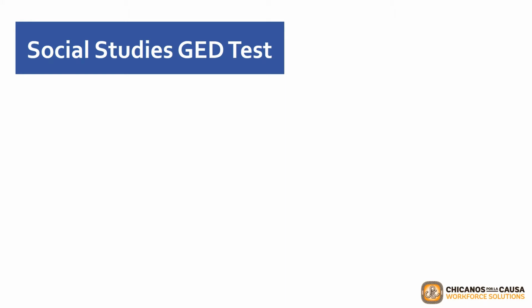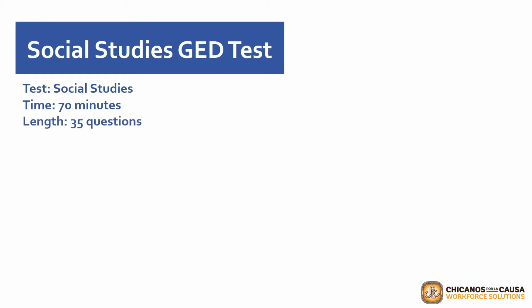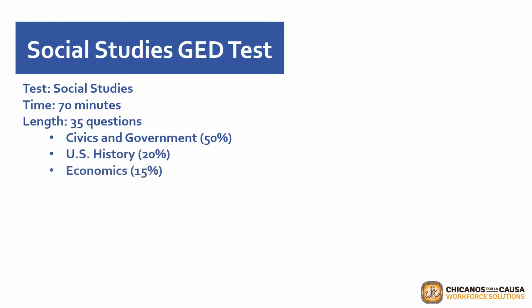The social studies test is timed for 70 minutes, or 1 hour and 10 minutes. There are a total of 35 questions that will cover a variety of topics within social studies. The topics are broken down as follows: civics and government, U.S. history, economics, and geography and the world.